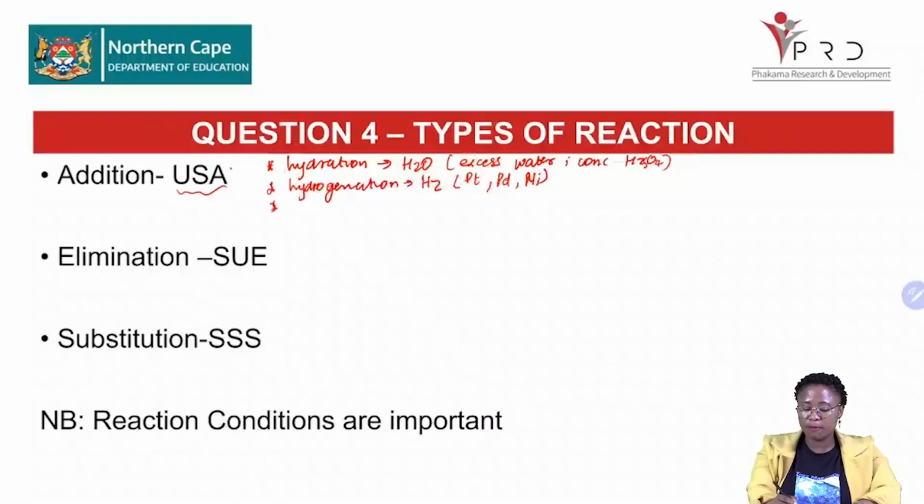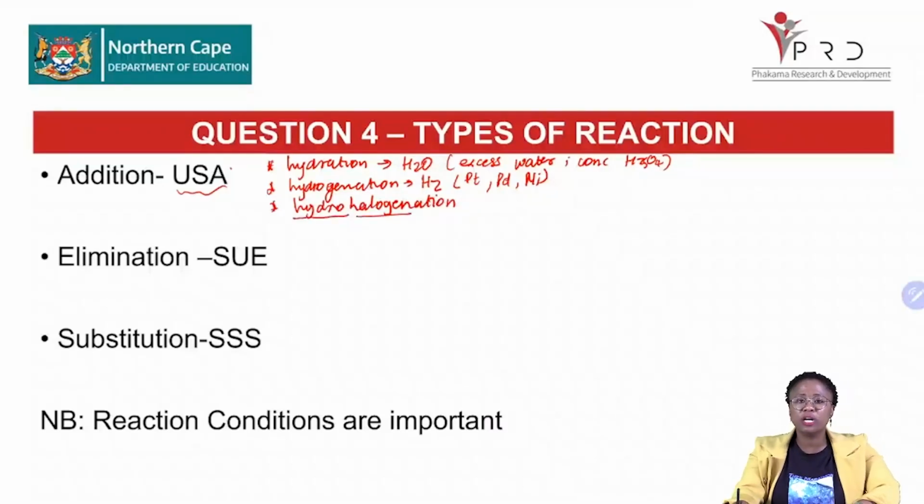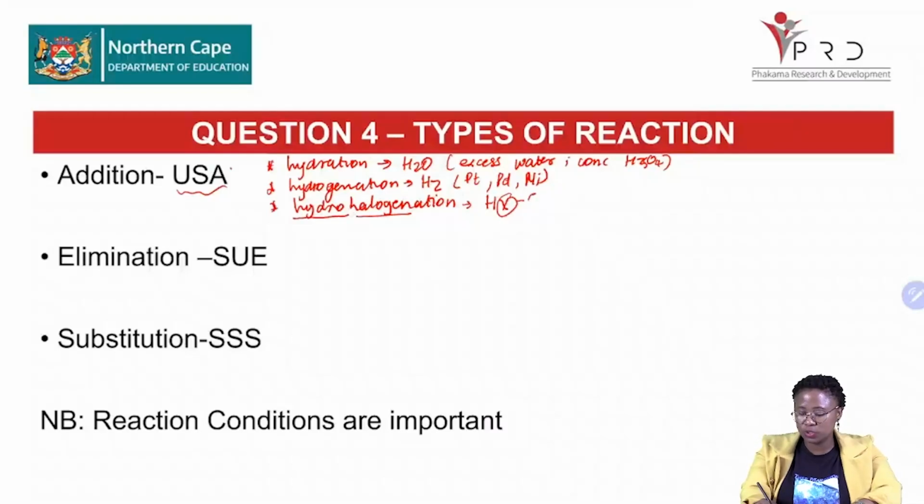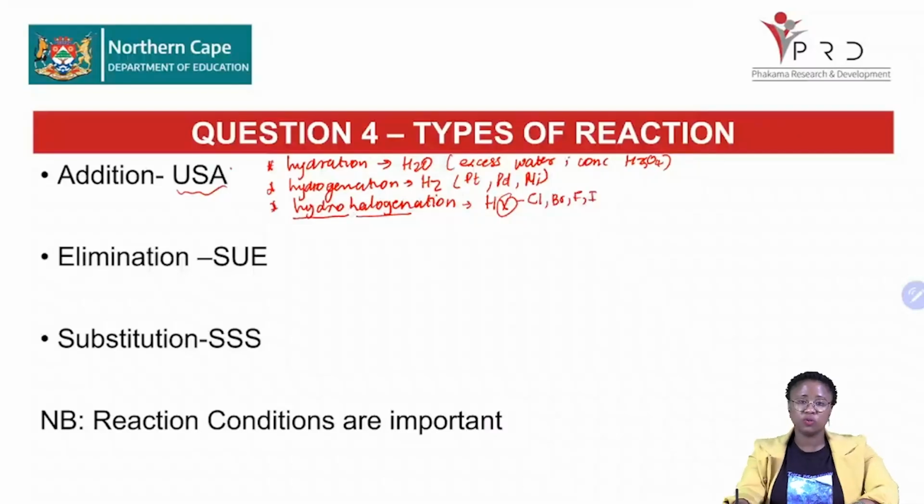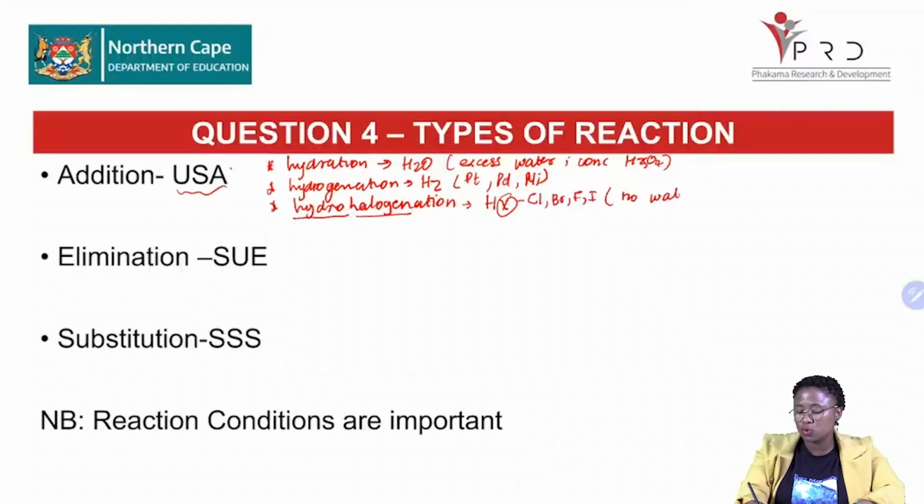Then the third type of reaction is hydrohalogenation. What are we adding? We are adding a hydrogen and a halogen, HX. That X is the halogen, which can be chlorine, bromine, fluorine, or iodine. That is very important. Next, what must you remember? The reaction condition under hydrohalogenation is that there shouldn't be any water, so no water must be involved during the reaction.